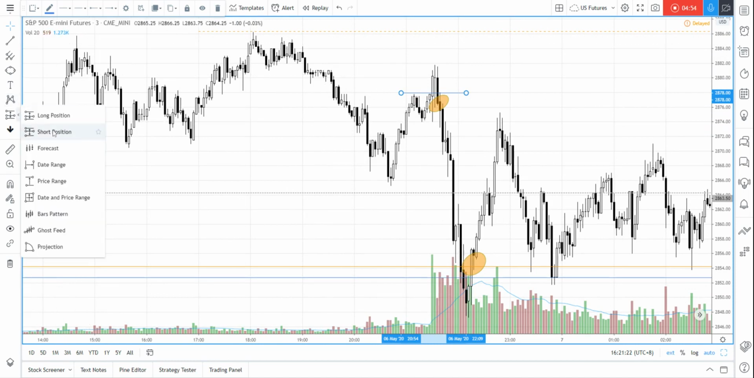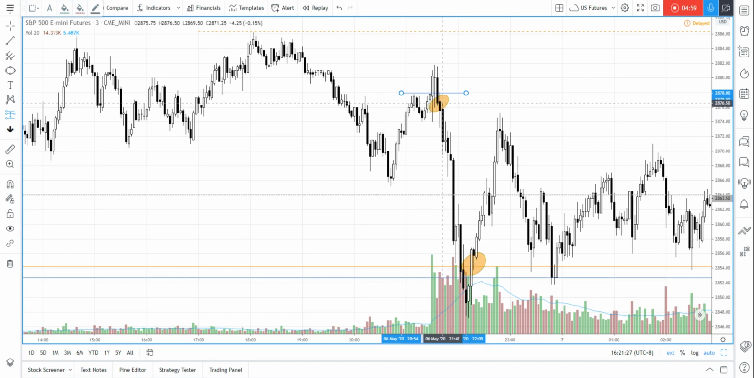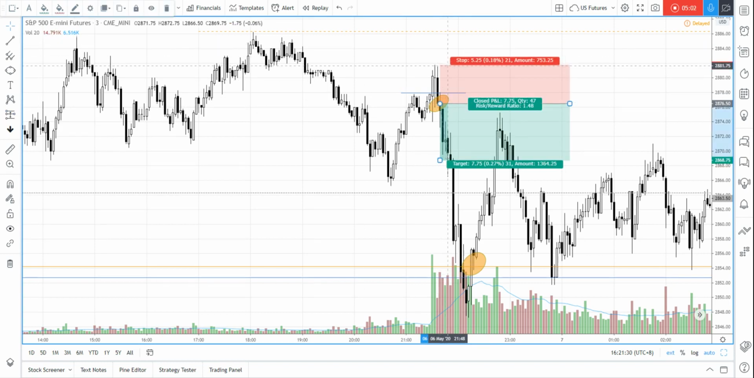But some of you might have observed this, and it is quite a nice trade once it just breaks below.